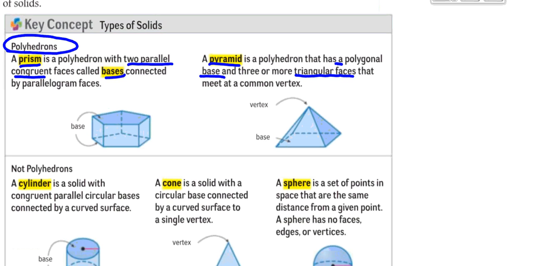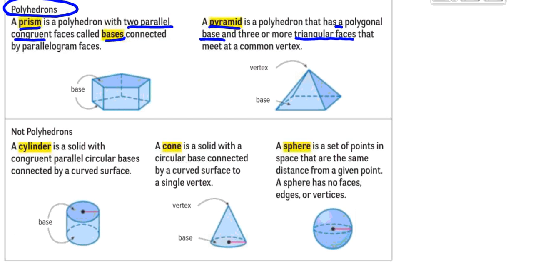Then there are a few things that are not polyhedrons, and they're things we're also very familiar with. It's a cylinder, a cone, and a sphere. A cylinder is still a solid. It has circular bases connected by a curved surface. And then a cone has a circular base, and it also has a curved surface and a single vertex.